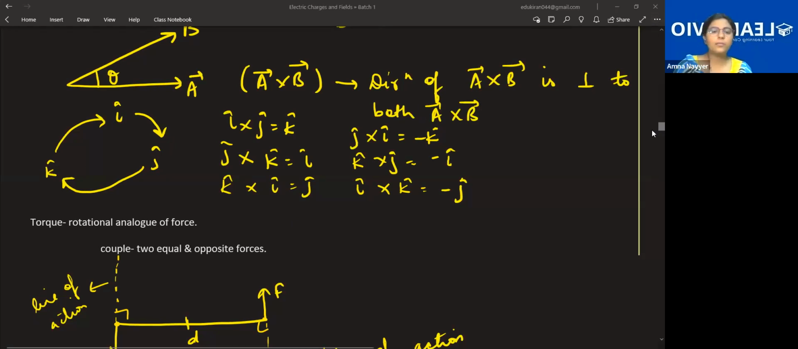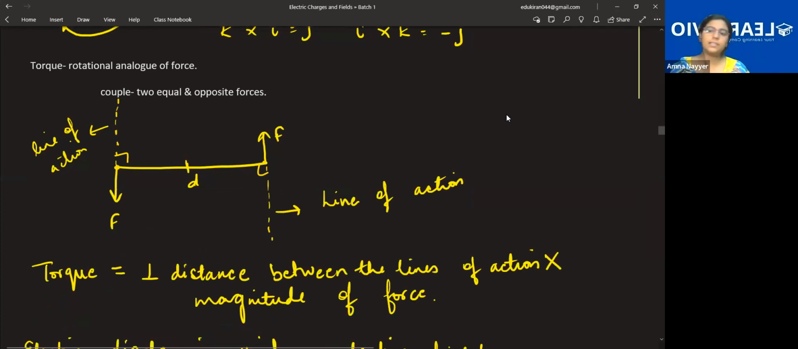Now let's start with torque. Basically, what exactly is torque? It is the rotational analog of force. When we say rotational analog of force, we mean whatever function the normal linear force is doing in translation, the same action is being done by the torque in the rotational component. This is what is meant by the rotational component of force.